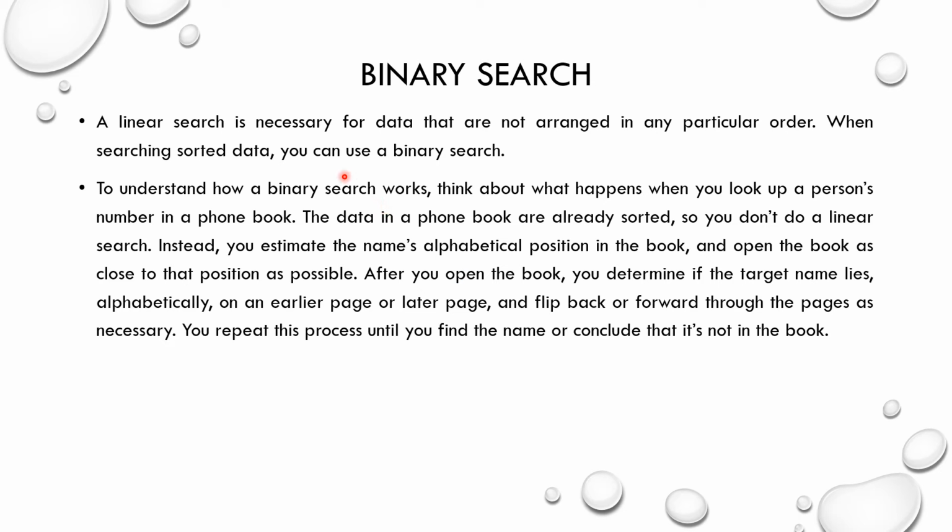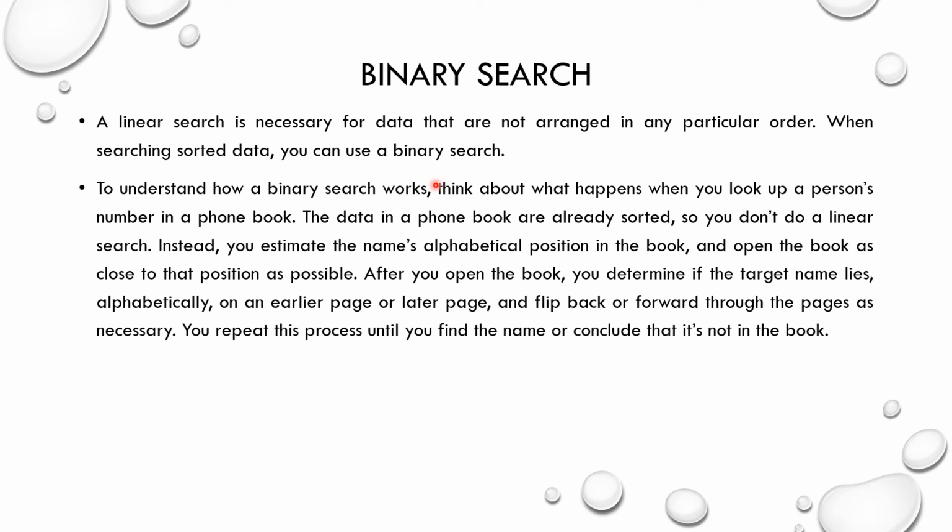Linear search is necessary for data that are not arranged. If the elements are not arranged, then we can apply linear search in a particular order. When searching sorted data, you can use binary search. That is, if you have been given a list of elements which are already sorted, then compared to linear search, we can apply binary search because it takes less time as compared to linear search.